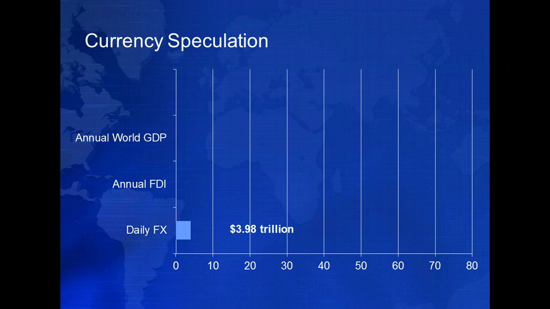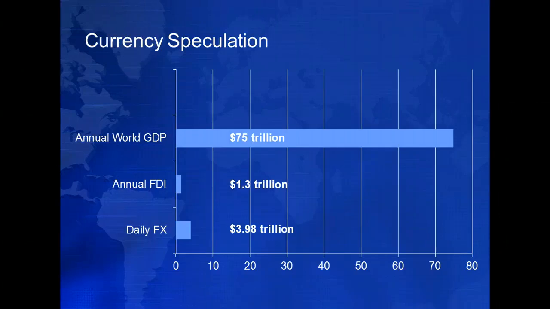Some $3.98 trillion in global currency transactions, usually abbreviated as FX, take place daily. To put that number in comparison, the total global annual foreign direct investment in 2011 totaled $1.3 trillion. 3 times as much money is traded on global currency markets in a single day as flows in the form of foreign direct investment between all the countries of the earth in a year. The world total GDP is estimated to be between $70 and $80 trillion.